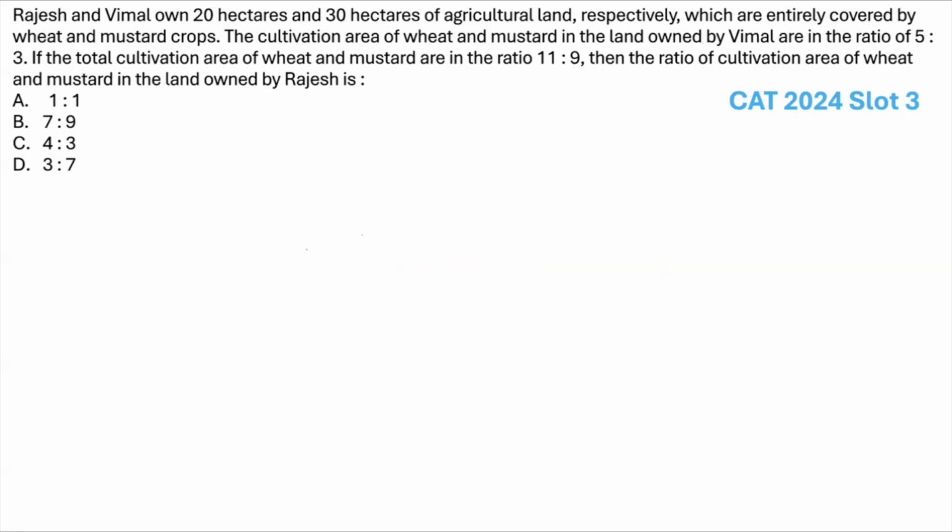Rajesh and Vimal own 20 hectares and 30 hectares of agricultural land respectively, which are entirely covered by wheat and mustard crops. The cultivation area of wheat and mustard in the land owned by Vimal are in the ratio of 5 is to 3. If total cultivation area of wheat and mustard are in the ratio 11 is to 9, then the ratio of cultivation area of wheat and mustard in the land owned by Rajesh is?